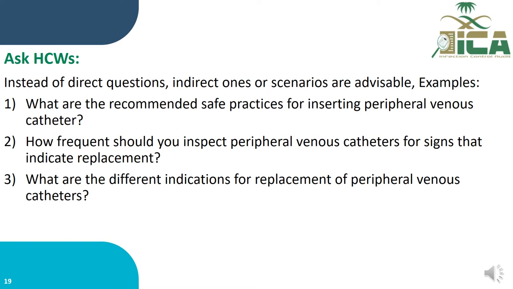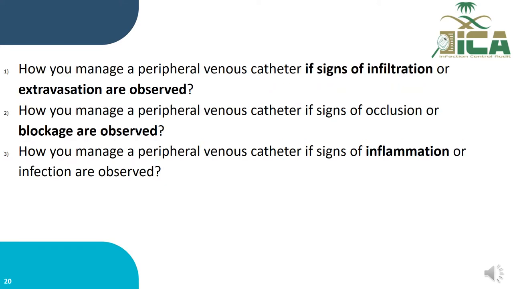As we mentioned before, it should be changed when indicated, like in this case. You can also ask what the different indications are for replacement of the peripheral venous catheter for adults and for children, and the answer we mentioned in the previous slides. You also need to assess their awareness of the indications for replacement, whether time-related or clinically based. You can ask how they manage a peripheral venous catheter if there is any sign of infiltration, inflammation, or a blockage. You need to wait for the answer: that means it should be changed immediately, because it is one of the indications for replacing the peripheral venous catheter.